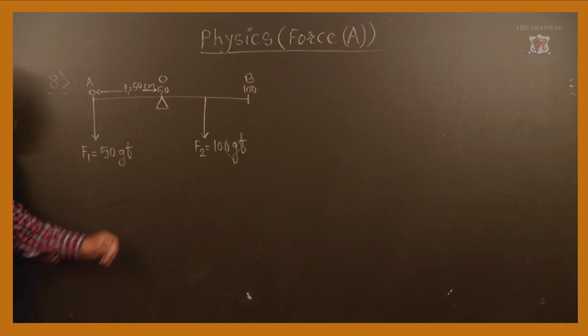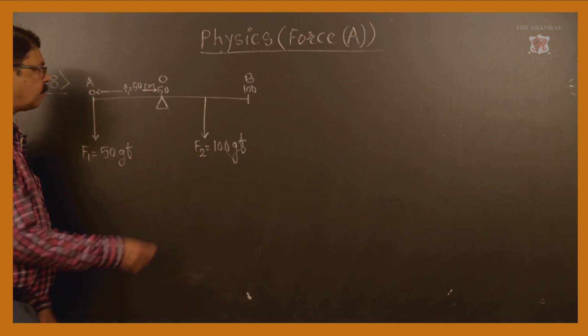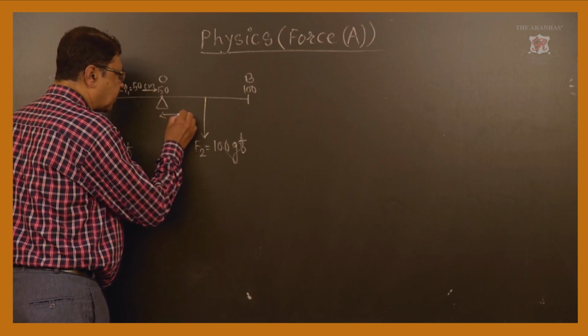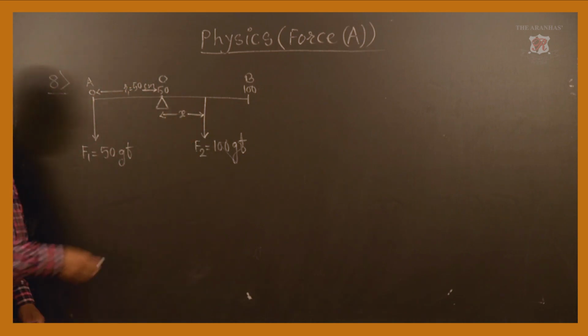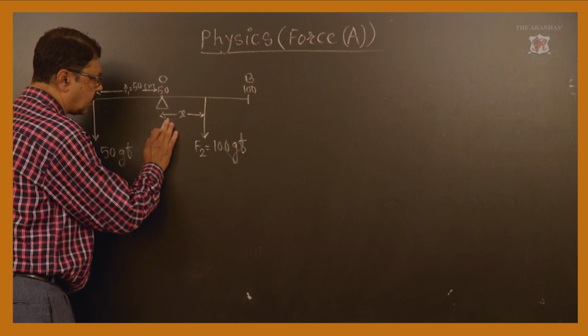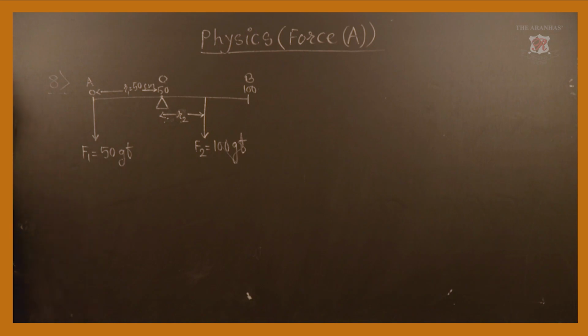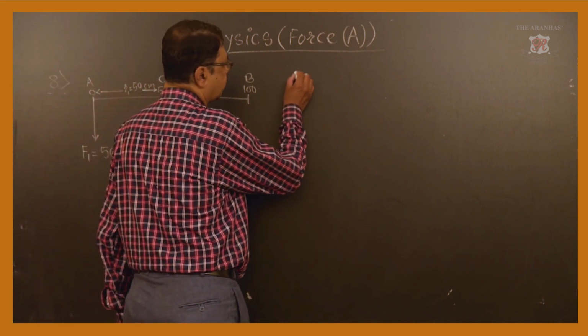The question asked is, where should a weight of 100 gram force be suspended so that the ruler balances. I am calling this X. Let us label it R2, instead of X I will write R2. We want to find out R2, where this 100 gram force weight must be suspended so that the ruler balances. Now, what are the moments of force in clockwise and anti-clockwise sense?